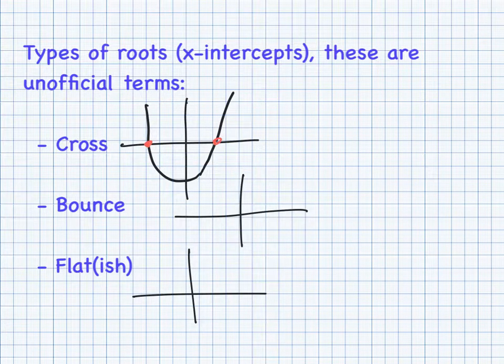Doesn't do anything weird. Another one is bounce, which means it hits the x-axis and then it turns around. So that is considered a bouncing root. And then I call this last one flat-ish because it doesn't really go flat. It only crosses in one place, but it does have this moment where it looks like it flattens out a little bit. And so that is our single x-intercept there. So we have crossing, bouncing, and flat as ways to refer to them just so that we can start to generalize some patterns.